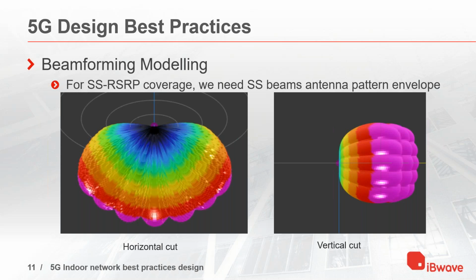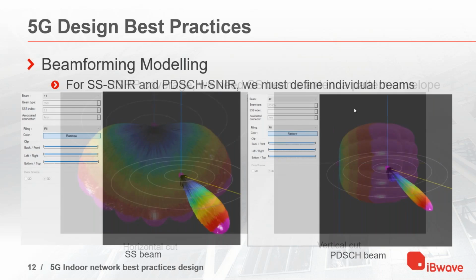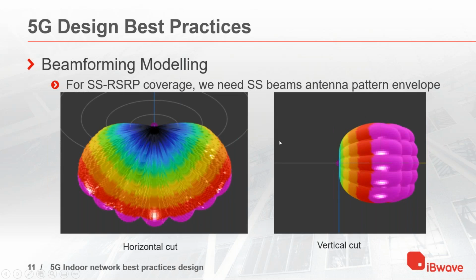So what it means is that I am really interested in the envelope of this radiation pattern, because if SS beams are there for coverage, and each beam transmits over time, then I want to see the collective coverage of those individual beams, and that collective is the pattern envelope. This is how that pattern envelope looks in a horizontal cut and in the vertical cut. Horizontal cut is to the left and vertical is to the right.